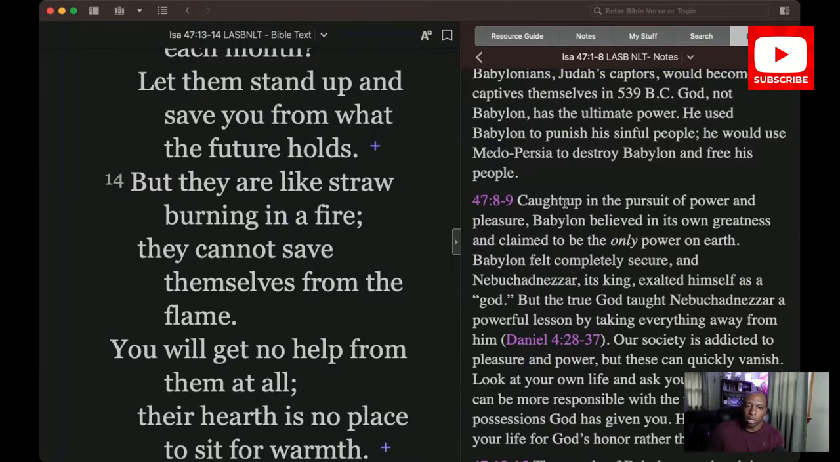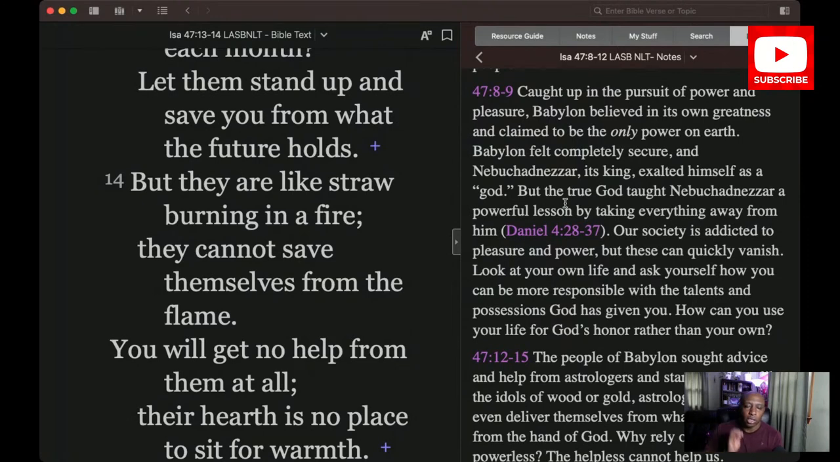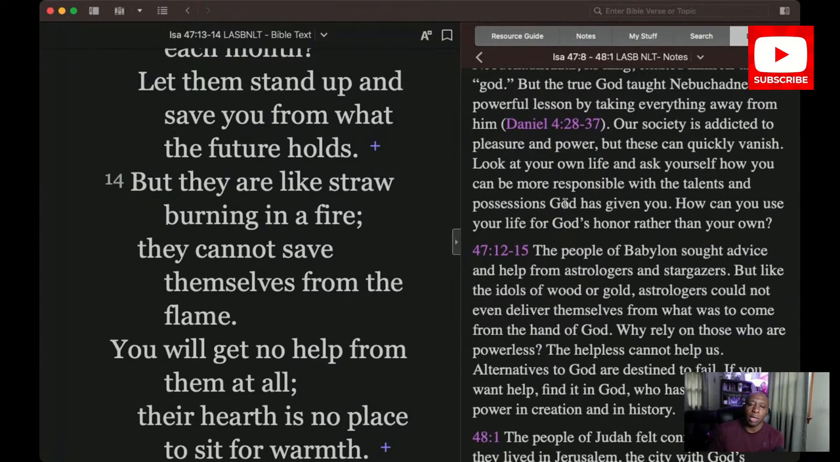God, not Babylon, had the ultimate power. He used Babylon to punish his sinful people. He would use Medo-Persia to destroy Babylon and free his people. Caught up in the pursuit of power and pleasure, Babylon believed its own greatness and claimed to be the only power on earth. Babylon felt completely secure, and Nebuchadnezzar, its king, exalted himself as a god. But the true God taught Nebuchadnezzar a powerful lesson by taking everything away from him in Daniel chapter 4, verses 28 to 37.